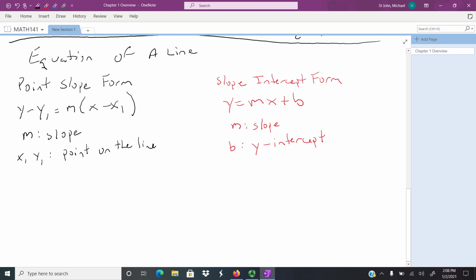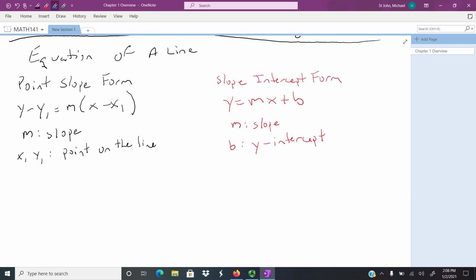And lastly, the other way we can write an equation of a line is the general form, which is ax plus by equals c. And those are the three ways. Generally, you're going to have it in terms of point-slope or slope-intercept form for an equation of a line.